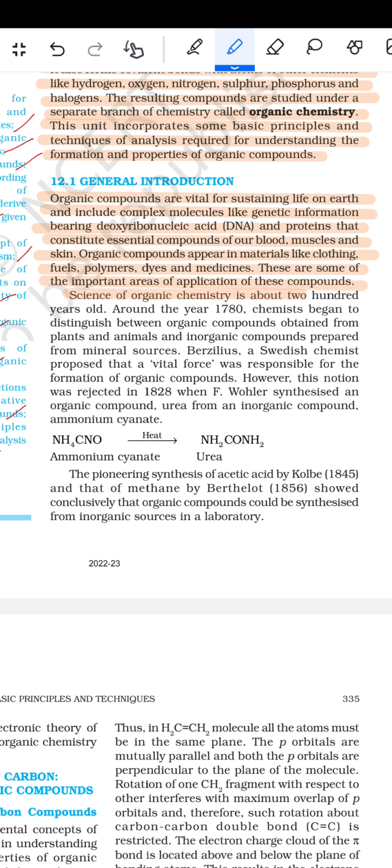The science of organic chemistry is about 200 years old. Around the year 1780, chemists began to distinguish between organic compounds obtained from plants and animals and inorganic compounds prepared from mineral sources. Berzelius, a Swedish chemist, proposed that vital forces were responsible for the formation of organic compounds. However, this notion was rejected in 1828 when F. Wöhler synthesized an organic compound, urea, from the inorganic compound ammonium cyanate.